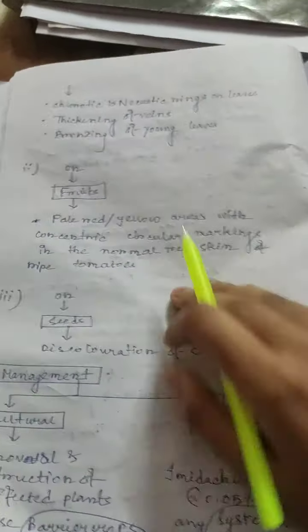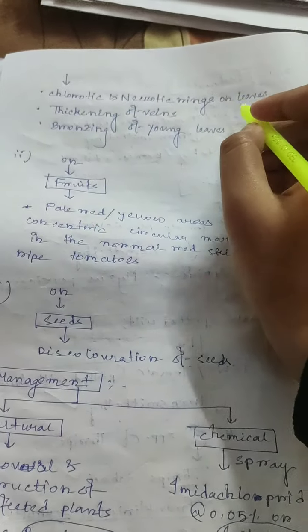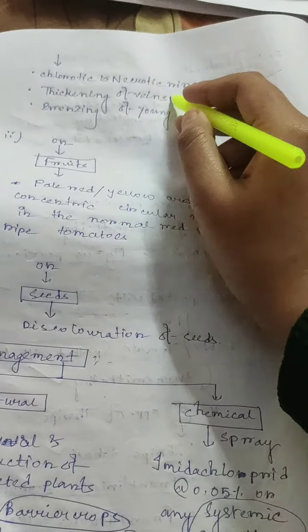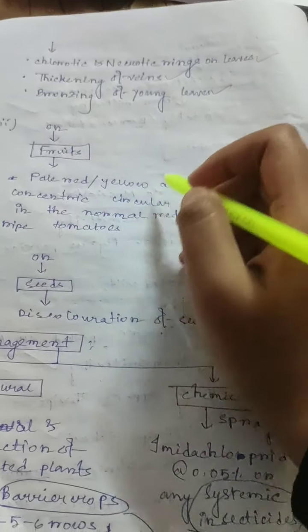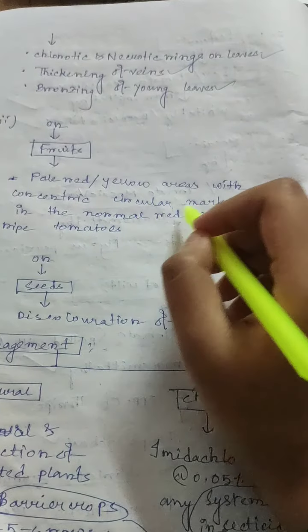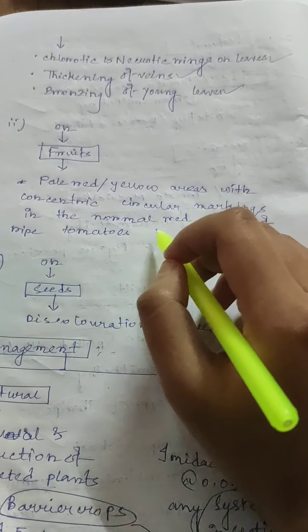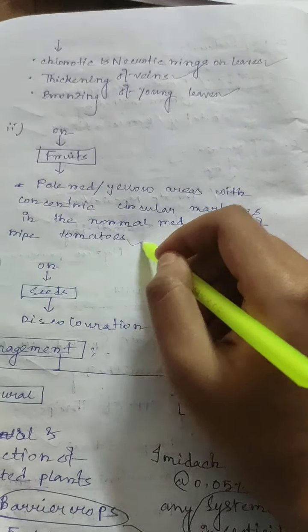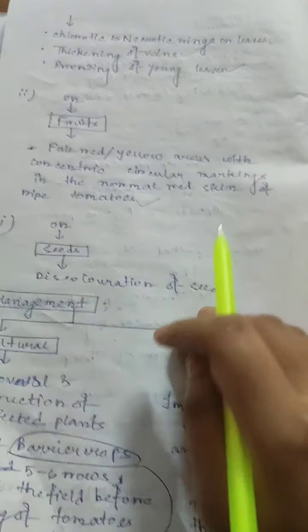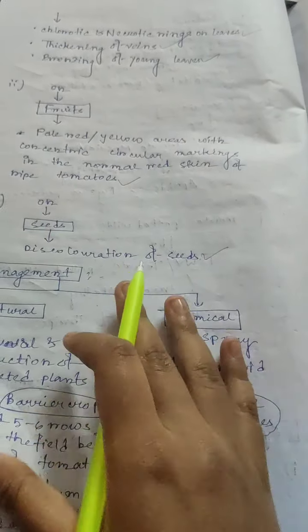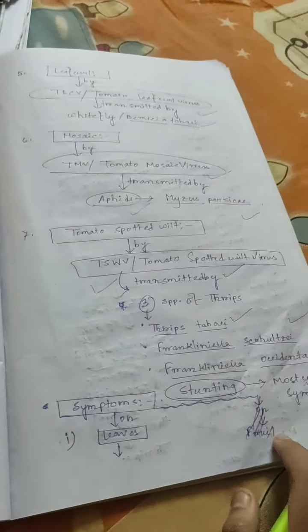Symptoms on leaves: chlorotic and necrotic rings on the leaves, thickening of veins, bronzing of young leaves. On fruits: pale red or yellow areas with concentric circular markings on the normal red skin of ripe tomatoes. On seeds: discoloration of seeds. So what is the common symptom? This is stunting, and symptoms appear on leaves, fruits and seeds.